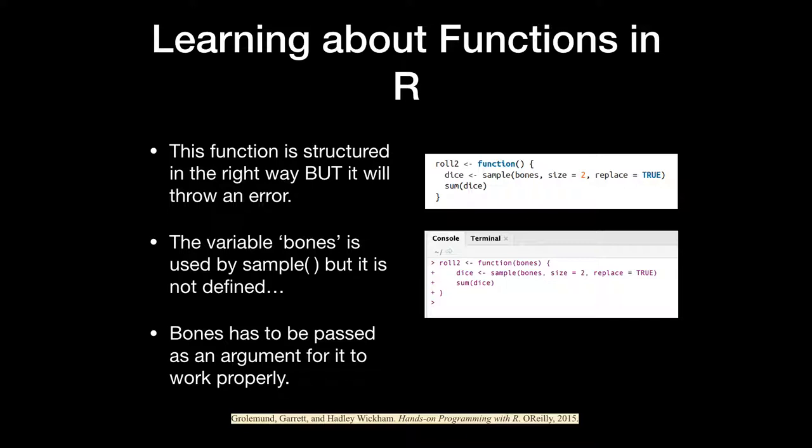In this example here, this function is structured in the right way, but it will throw an error. The variable bones is used by the sample function, but it is not defined. Bones has to be passed as an argument for it to work properly. So hopefully this makes sense: if you have an object or a variable that is not defined outside the function, it's not going to work inside of the function.